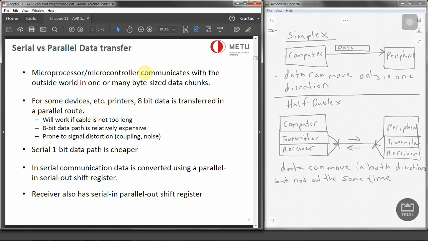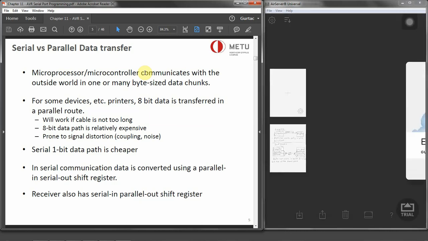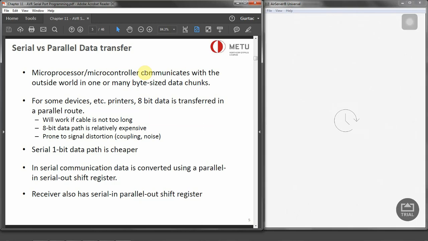So let's put the arrows over there so it can go in both directions. Okay, so the last one is known as, I need to open a new page, full duplex.